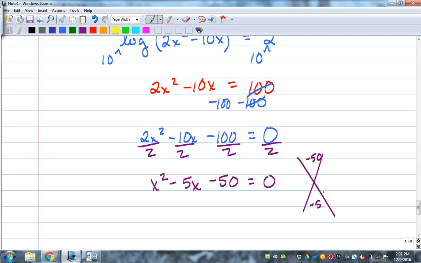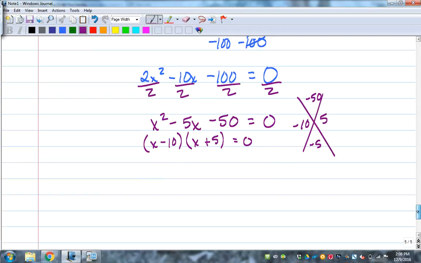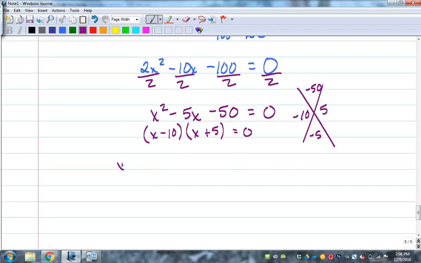You can do the quadratic formula if you want to. It works too. You get the same 2 answers. We're just doing factoring. So you did what? Negative 10 and 5? Is that what you said? All right, so that's x minus 10. So let's look at that. You got x minus 10 equals 0, so you get x equals 10. X plus 5 is equal to 0, and x equals negative 5.